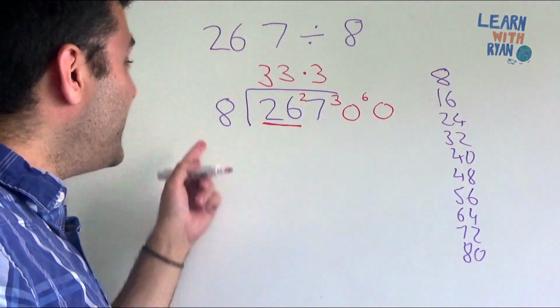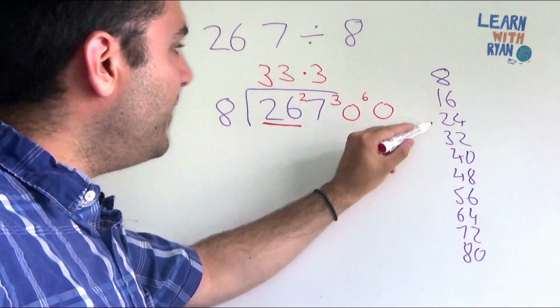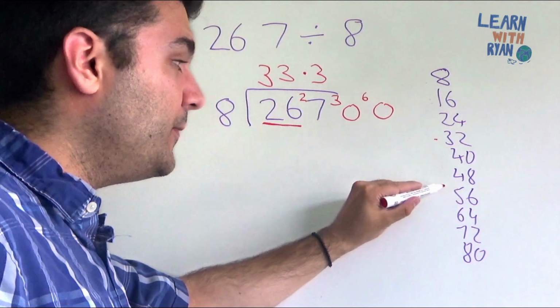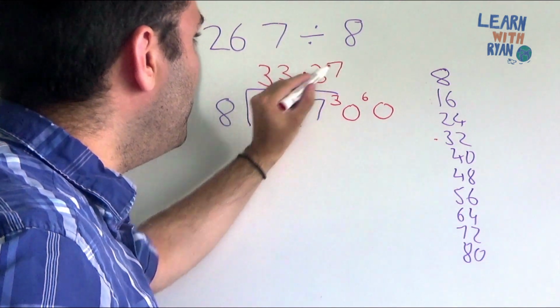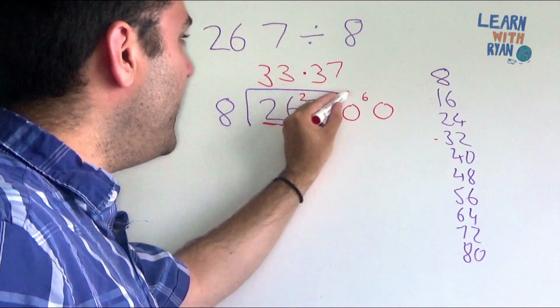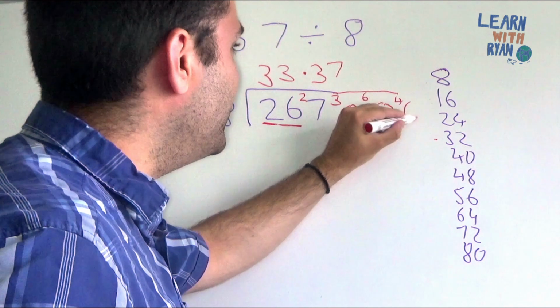And then we ask ourselves, how many 8s in 60? Well, let's count. We've got 1, 2, 3, 4, 5, 6, 7, 8 is too many, that's 64. So we stop at 7. And what's the remainder? Well, to go from 56 to 60, the remainder is going to be 4. So that's 4, add a 0.